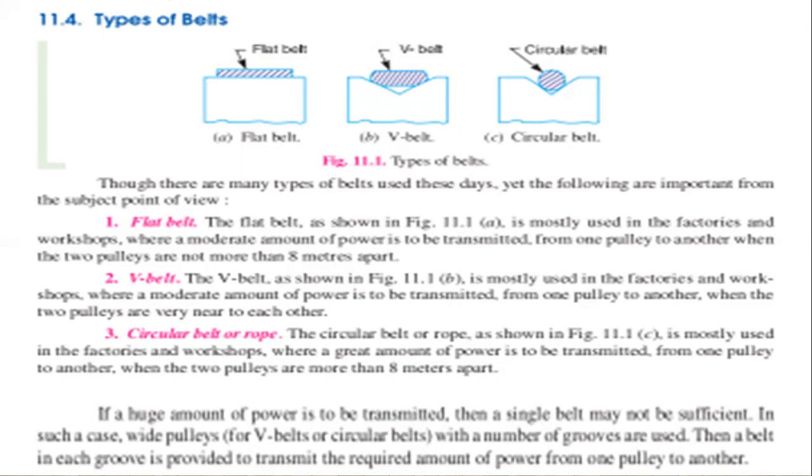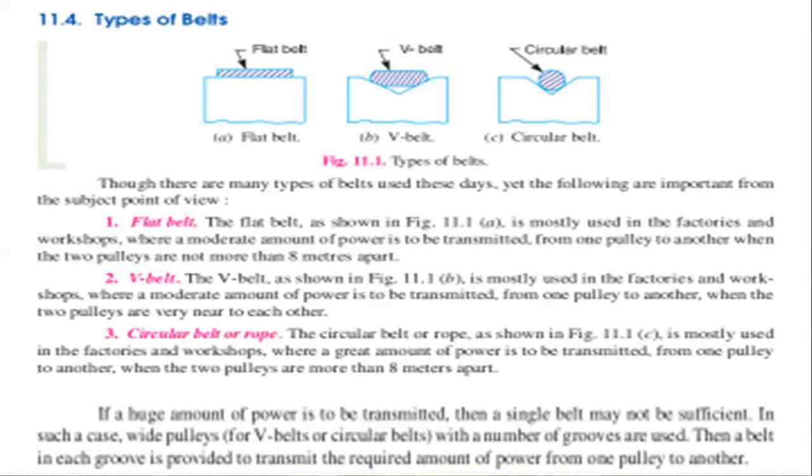Flat belt drives are used from one pulley to the other when the two pulleys are not more than 8 meters apart. So the distance for flat belt drives is also given: it should be less than 8 meters. So the distance between the two pulleys should be less than 8 meters apart.